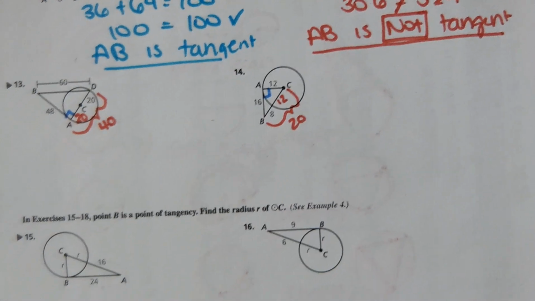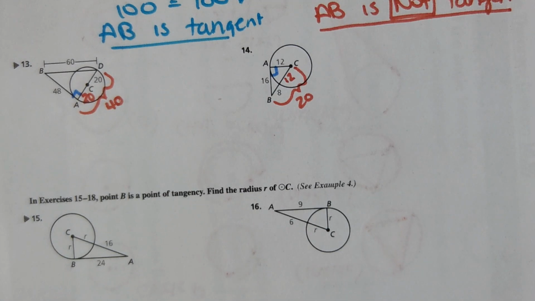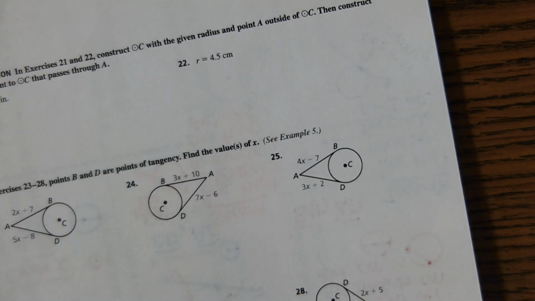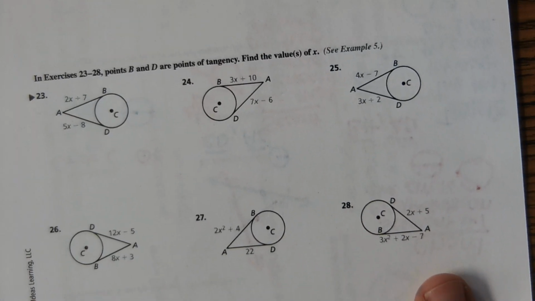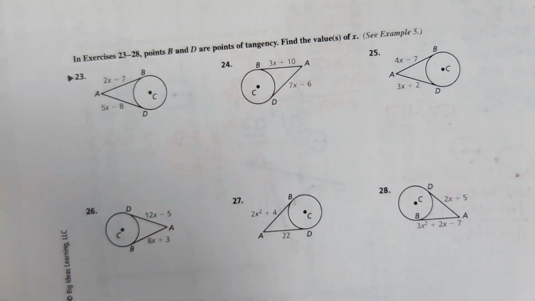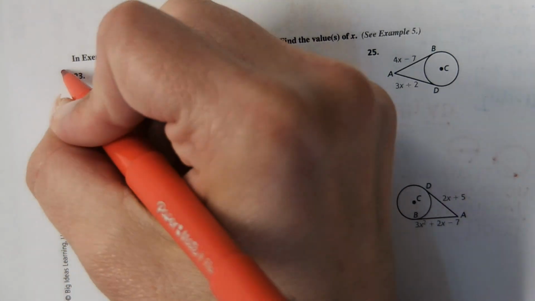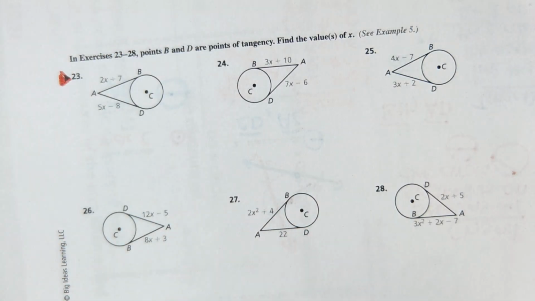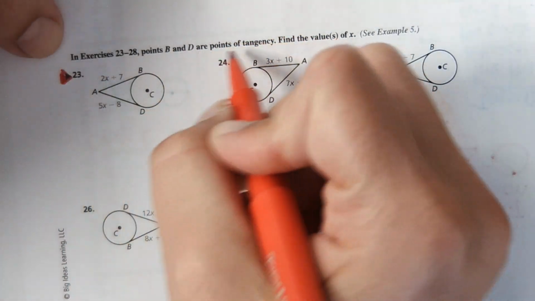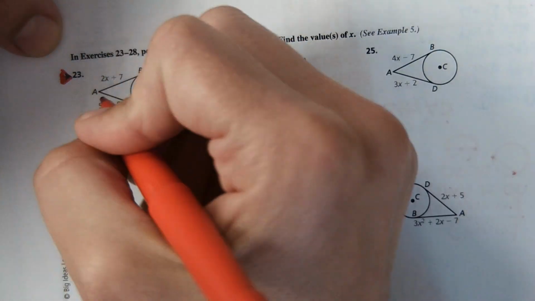Okay, and then moving down here, we're going to cross off these four, and then move over to the other side. Okay, so I'm down at the bottom of the other side, starting with number 23. This little arrow means it's a good one to go over. So for these examples, it says B and D are points of tangency, find the value of x.